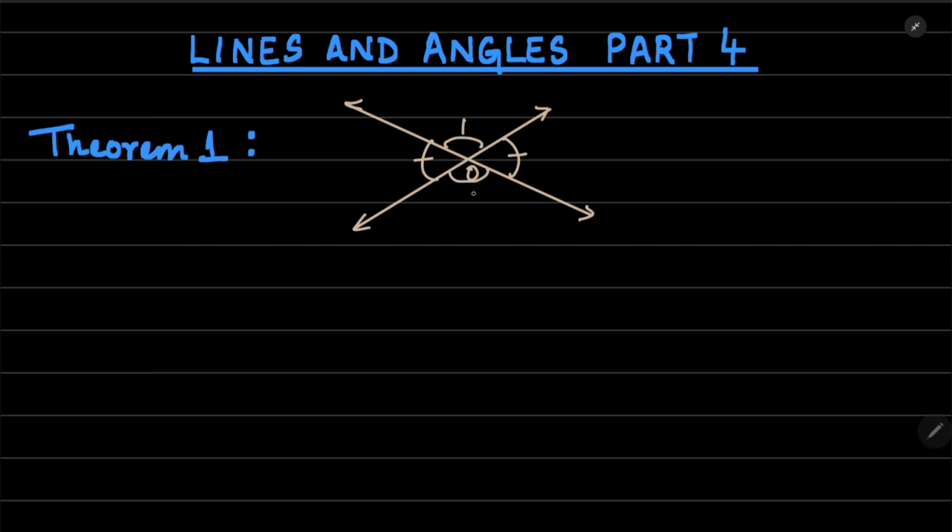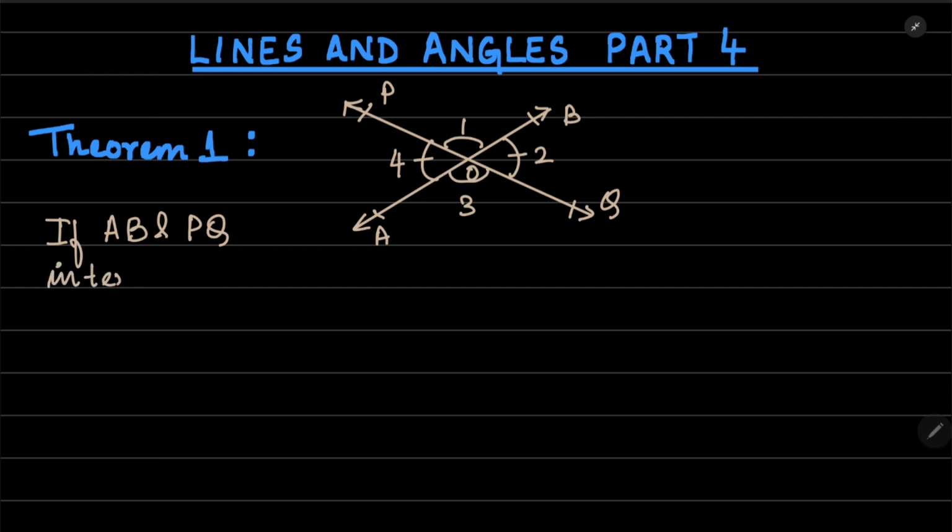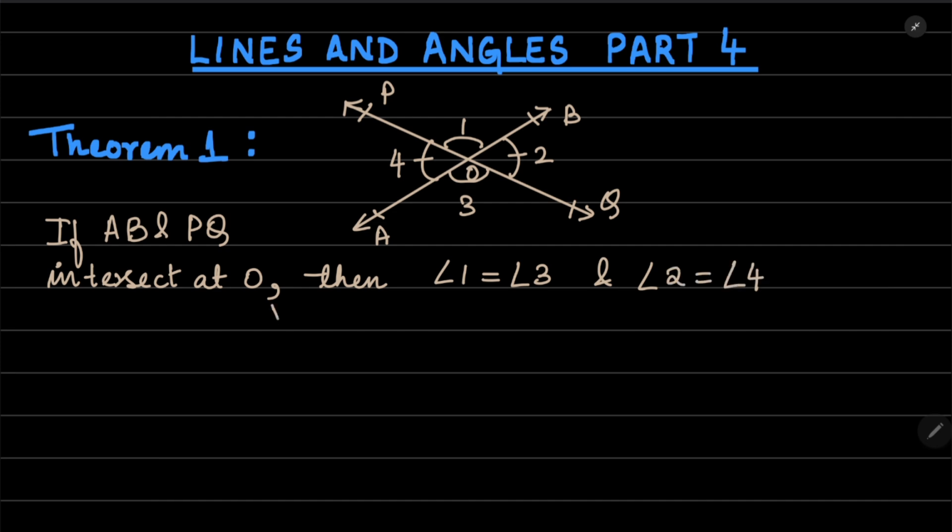So suppose you have your 1, 2, 3 and 4. This is your line AB. This is your line PQ. So what does theorem 1 state? If your line AB and your line PQ intersect at O, then your angle 1 is equal to angle 3 and angle 2 is equal to angle 4, right? Vertically opposite angles are equal.